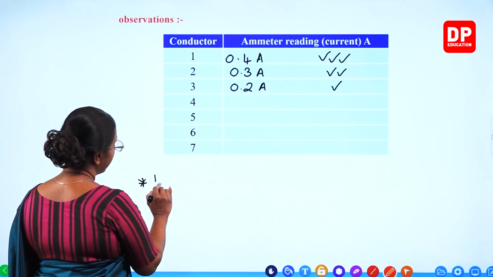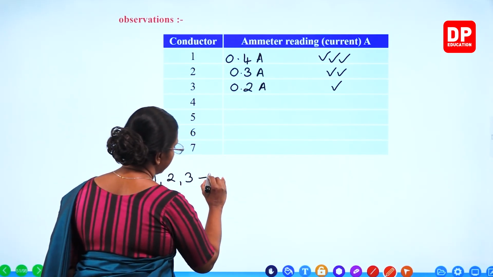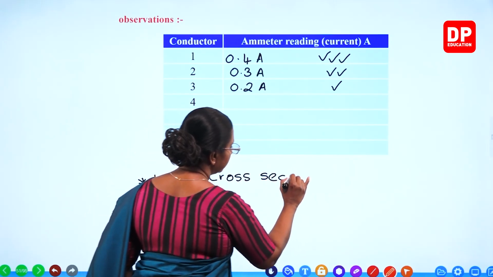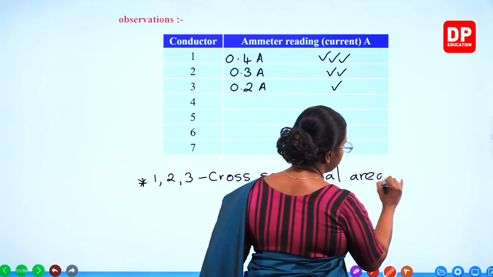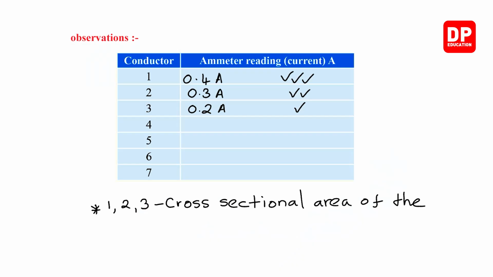So from 1, 2, 3, what can you understand? Cross-sectional area of the conductor decreases.